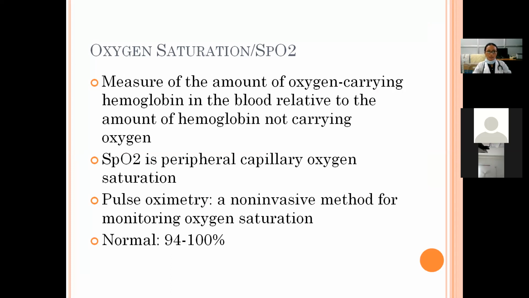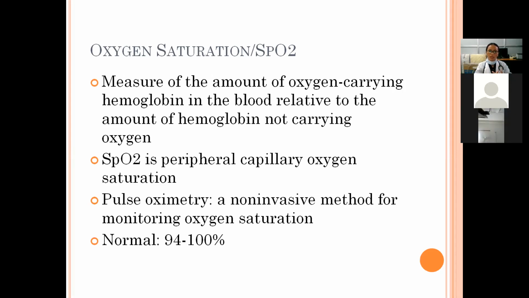So the fifth vital is oxygen saturation, also called SpO2. It is a measure of the amount of oxygen-carrying hemoglobin in the blood relative to the amount of hemoglobin not carrying oxygen. So from the 100% of hemoglobin that you have, the percentage of it carrying oxygen is the SpO2. Suppose the SpO2 is 100%, then 100% of the hemoglobin in the blood is carrying oxygen. SpO2 is the peripheral capillary oxygen saturation. Pulse oximetry is a non-invasive method for monitoring oxygen saturation.